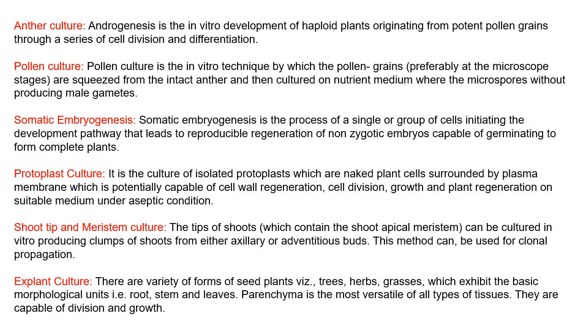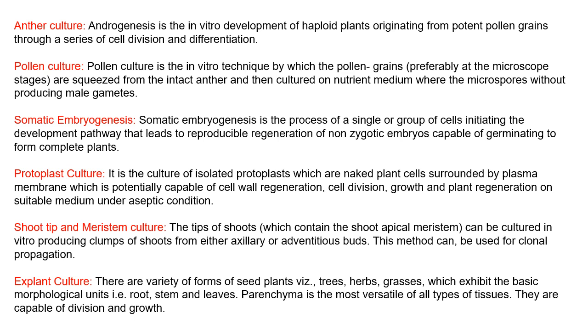The next is shoot tip and meristem culture. Okay, widely you will see this being used for micropropagation, right? The tips of shoots can be cultured in vitro, producing clumps of shoots from either axillary or adventitious buds, and this method can be used for clonal propagation. Okay, the next is explant.